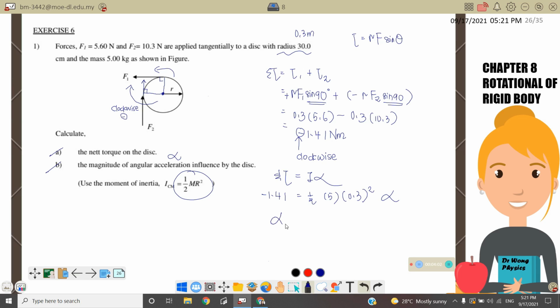So therefore alpha we will get negative 6.27 radian per second squared. But the question asks us to find the magnitude only. So therefore, the magnitude of alpha is equal to 6.27 radian per second squared.